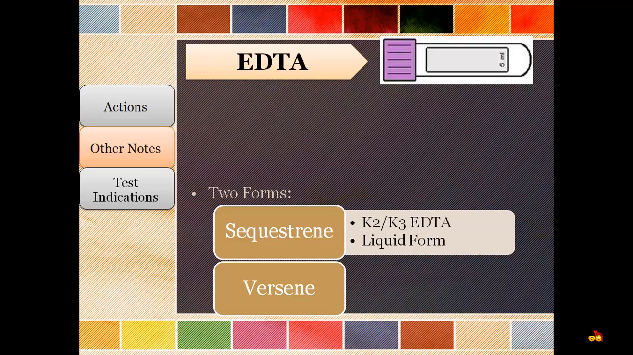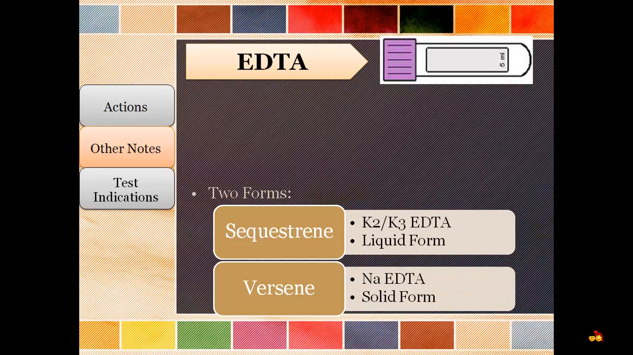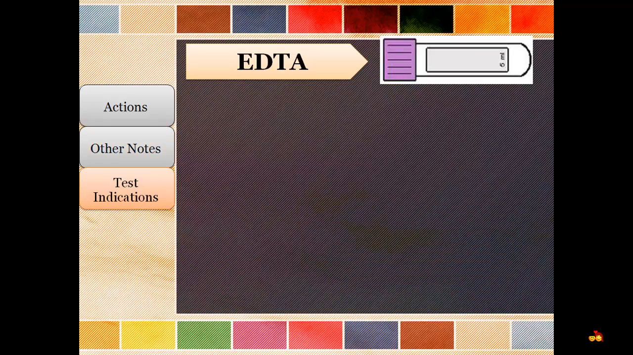Pag sinabi naman nating Versene, this is the solid form, yung powder form of our EDTA. And our Versene is sodium EDTA. So, do not forget: Sequestrene, liquid, dipotassium or tripotassium. Versene, solid form, the powder form, our sodium EDTA. So, do not forget the 2 forms of our EDTA.